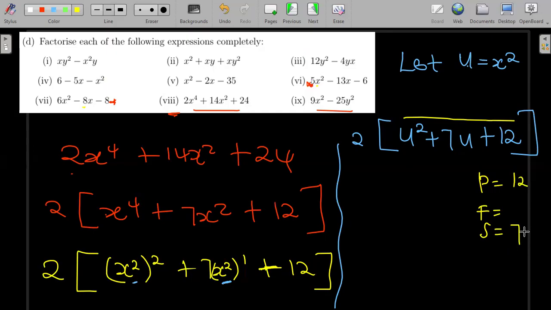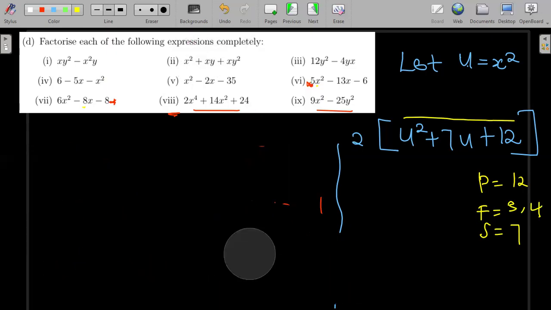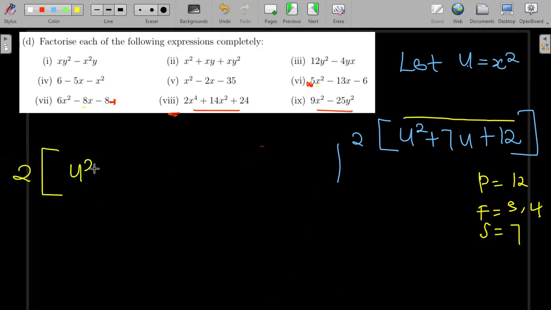Do we have two numbers such that when we multiply we get 12, but when we add we get 7? Anyone? Positive 4 and positive 3. Yes, exactly. So we're going to put 3 and 4 here. It means what I'm going to have now is this. Let me erase this part. I'm going to have 2 open brackets u squared, and then where there's 7u, I'm writing it in terms of the factors. So I'm going to write plus 3u plus 4u plus 12, like that.